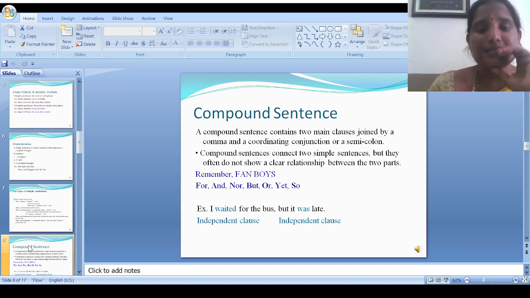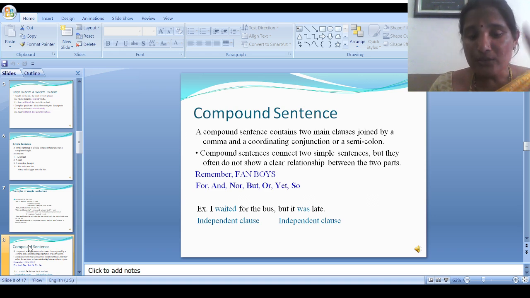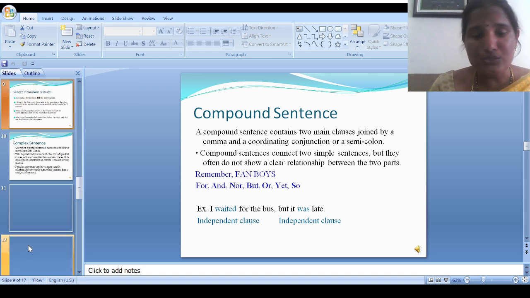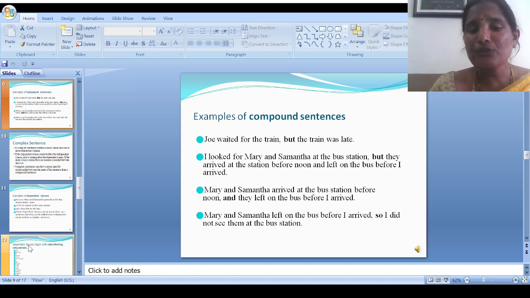So what is a compound sentence? A compound sentence contains two main clauses joined by a comma and a coordinating conjunction or a semicolon. Compound sentences connect two simple sentences, but they often do not show a clear relationship between the two parts. Remember FANBOYS: for, and, nor, but, or, yet, so. If I am using any of these to connect the sentence, we can understand that the conjunction in the sentence makes it a compound sentence. So the examples of compound sentences, you can check from this slide.